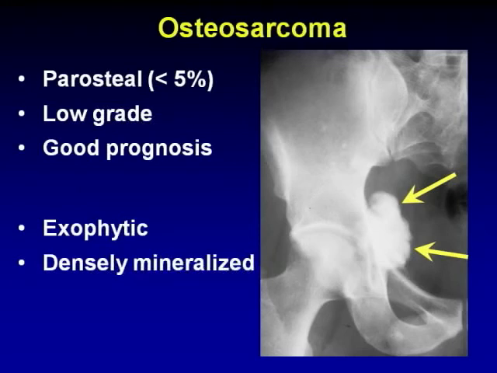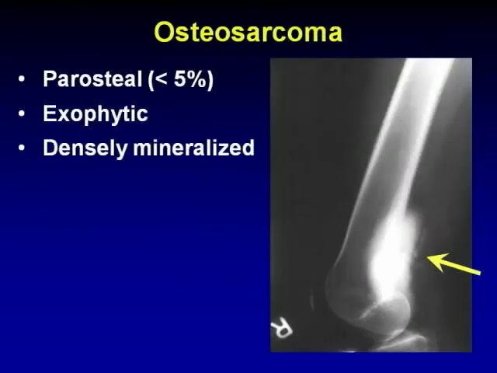There are some less common types of osteosarcoma. Parosteal osteosarcomas are relatively low grade with a relatively good prognosis if caught early enough. You can see that they have an exophytic appearance. Unlike an osteochondroma, there's no medullary bone entering into this osseous excrescence. They're diffusely, densely mineralized. Here another example of an exophytic, densely mineralized parosteal osteosarcoma.